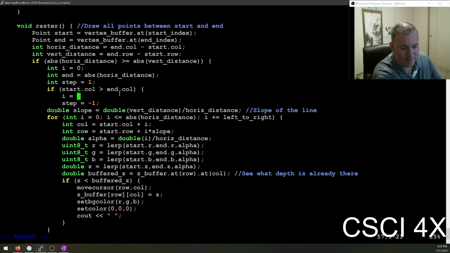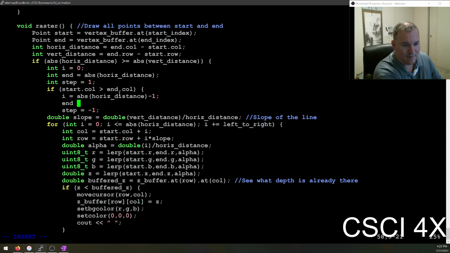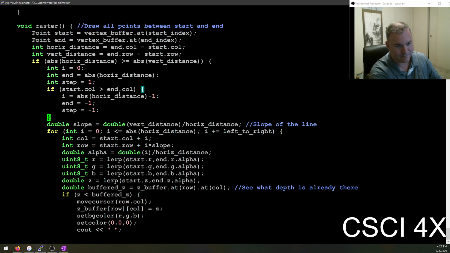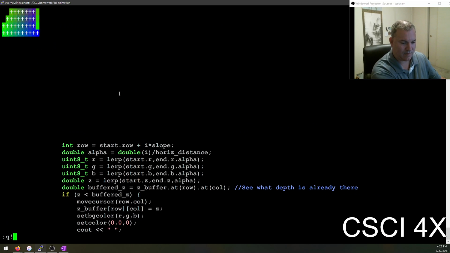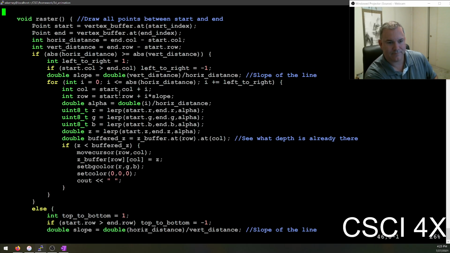i is equal to the absolute value of horizontal distance. Trying to think of the way I could write this with the minimal amount of steps possible. You know what? I am just not going to worry about it.